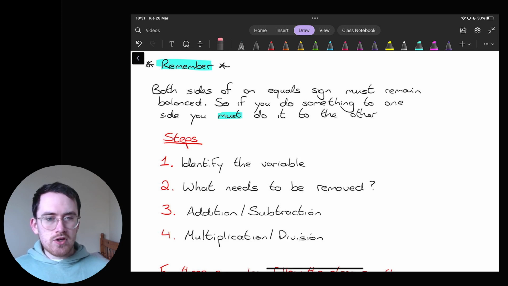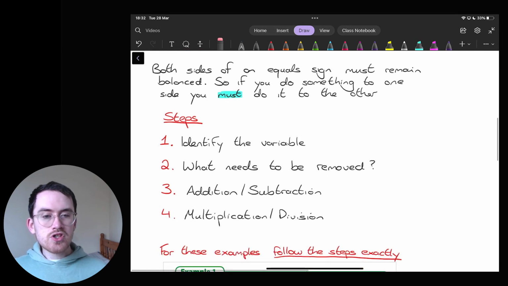Our steps are as follows. First, we're going to identify the variable. So we're going to look for, what is the variable? What letter am I trying to get on its own? We also then need to see what needs to be removed. What do we need to get rid of? What's on that side of the equal sign that we don't want to be there? Then we're going to do any adding or subtracting that we have to do.